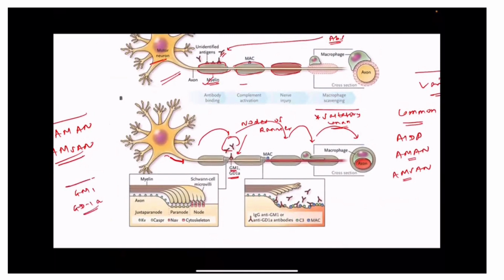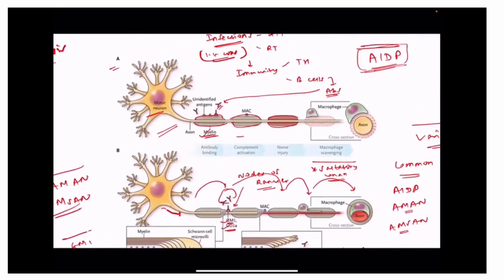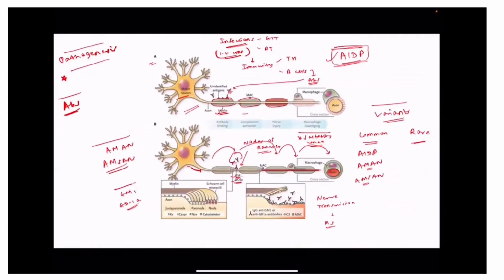But just remember in AMAN and AMSAN, you have to remember these two gangliosides which are present at the nodes of Ranvier. These antibodies are going to go and hit your gangliosides present at the nodes of Ranvier, GM1 and GD1a. And that is why saltatory conduction won't happen, there will be no action potential transmission along the nerves, and the patient will have features of muscle weakness. Directly the myelin sheaths were getting affected in AIDP, whereas in AMAN and AMSAN, the gangliosides typically at the nodes of Ranvier get affected.